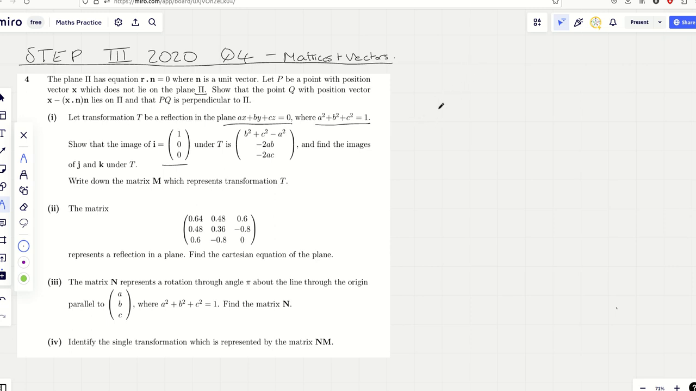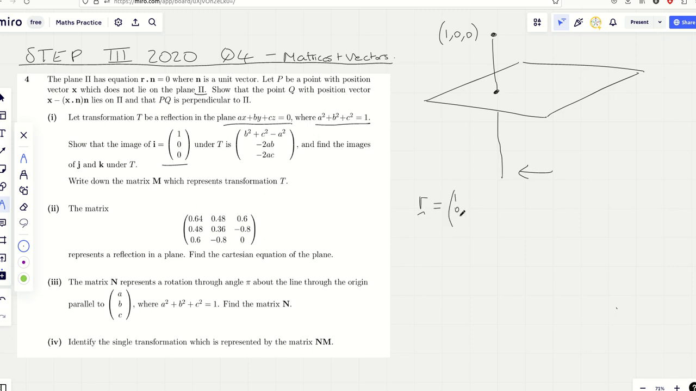Well, if you reflect a point in a plane, my general strategy, and this normally applies with numbers, is I'd first find the equation of this line, which is going to be r equals (1, 0, 0) plus lambda times the direction. The direction of this line is parallel to the normal vector of the plane, so it's going to have that equation there. That's definitely the equation of that line, and note that lambda equals 0 here.